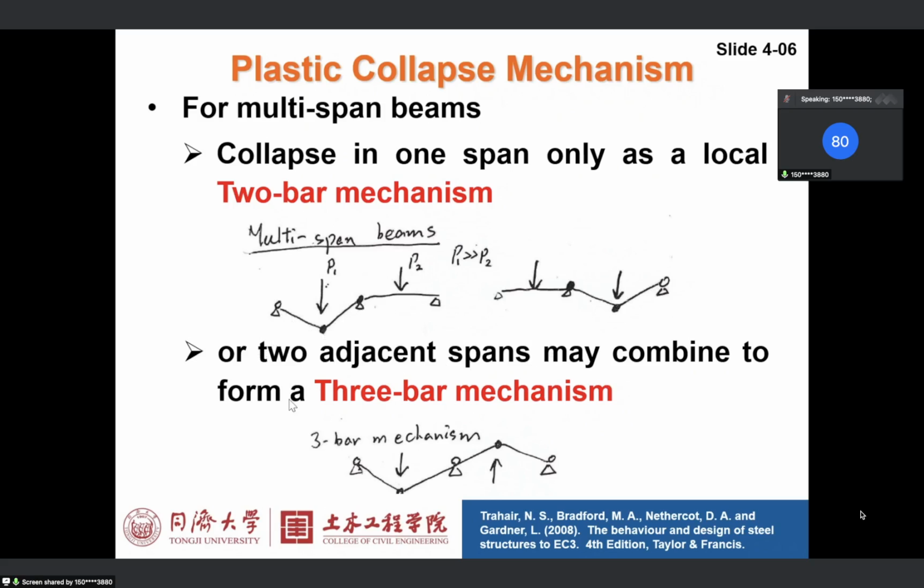Or two adjacent spans may combine to form a three-bar mechanism. This is a very special condition. If we have a point load here and another point load in the opposite direction, we may have a three-bar mechanism, but this is not very typical in real structures, right? These are more common in structures. But regardless of the combination of these loads, you should be able to identify these two-bar or three-bar mechanisms. These will form the basis of the following calculations when you use the kinematic method.